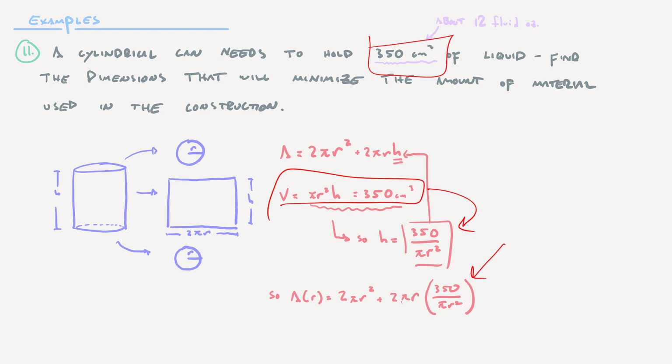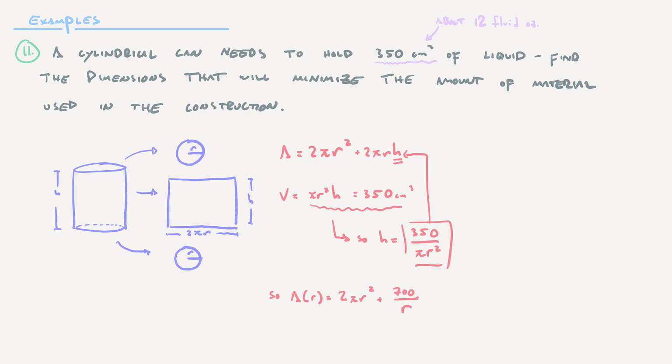This formula, by the way, can be simplified. Notice there's an r in the numerator, I said r and underlined pi. Nice. There's an r in the numerator. There's also an r in the denominator. There's an r squared. There are pi's in the numerator and denominator as well. So some stuff's going to cancel here, and this is going to reduce to 2 pi r squared plus 700 over r. And that is the thing we want to minimize.